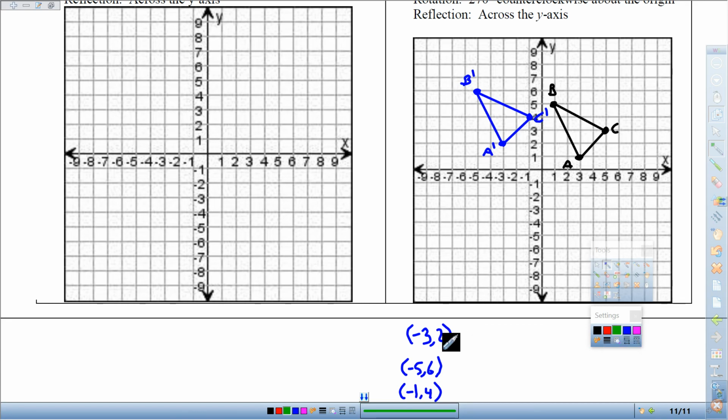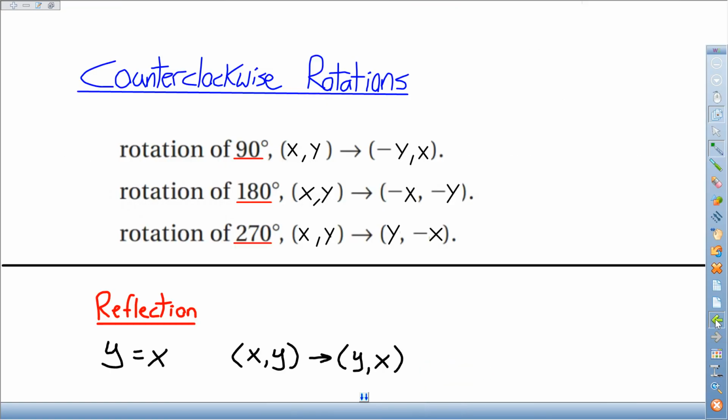Now this is where I'm going to leave it to you. Go ahead and apply the 270 rule to these points. Here's a little reminder: 270, swapping x and y and changing your x value. Cool, so I hope that's enough to get you going on this.